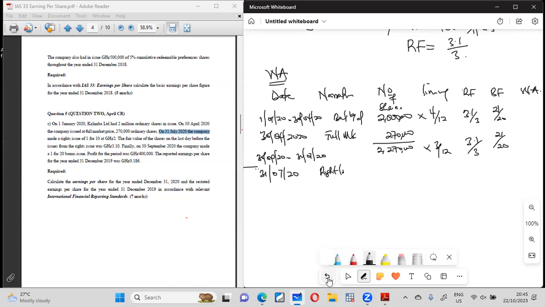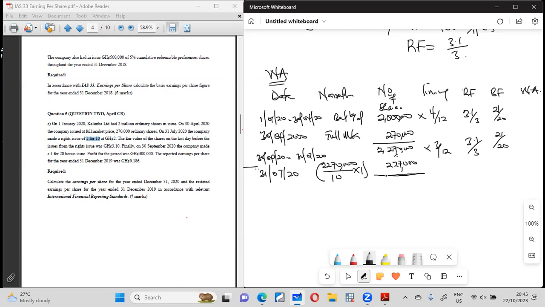Now, what is the right issue? The right issue was that for every what? For every 10 you have, they will give you 1. So this is the shares they have. These are the shares. So what you do is that, so 2270, for every 10 we have in this, they are giving us 1. So that will be what? 2270. It will be what? 227,000. Is that correct? 227,000. That's correct, right?